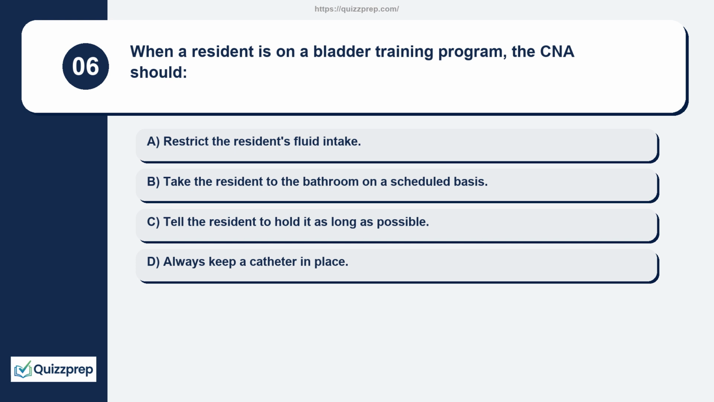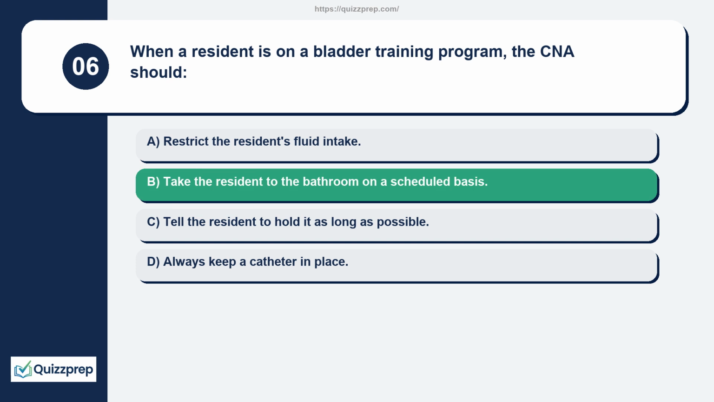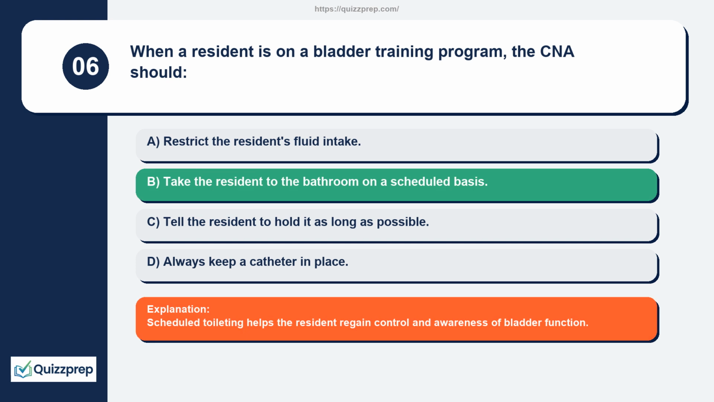Question 6. When a resident is on a bladder training program, the CNA should: restrict the resident's fluid intake, take the resident to the bathroom on a scheduled basis, tell the resident to hold it as long as possible, always keep a catheter in place. Scheduled toileting helps the resident regain control and awareness of bladder function.